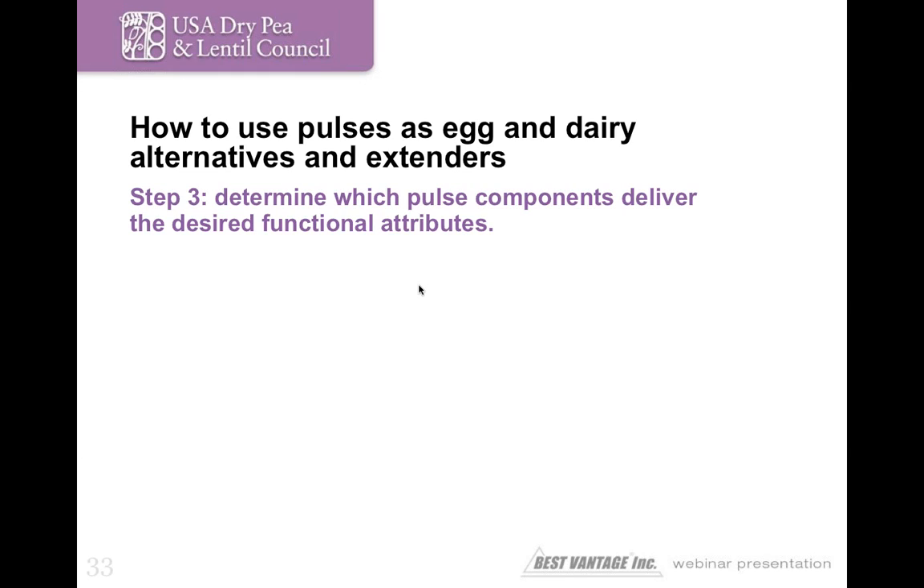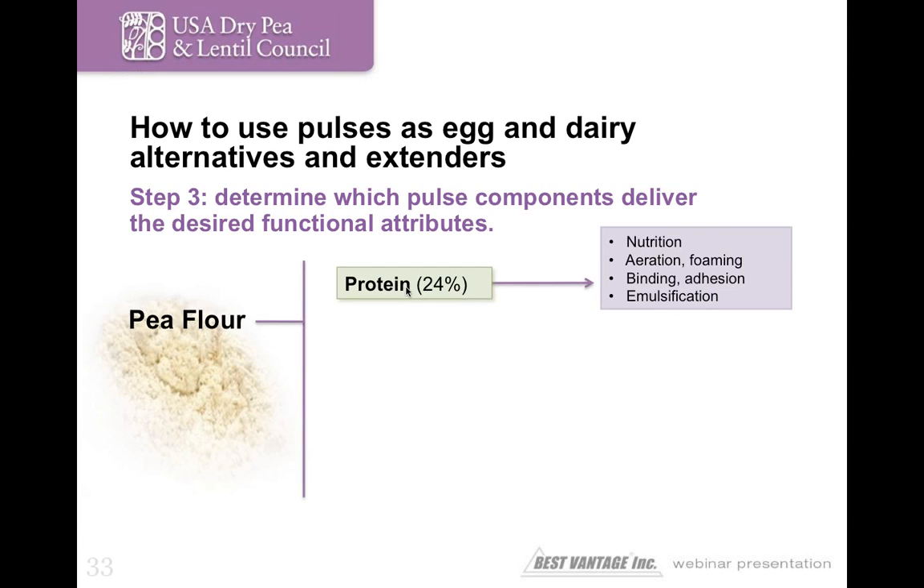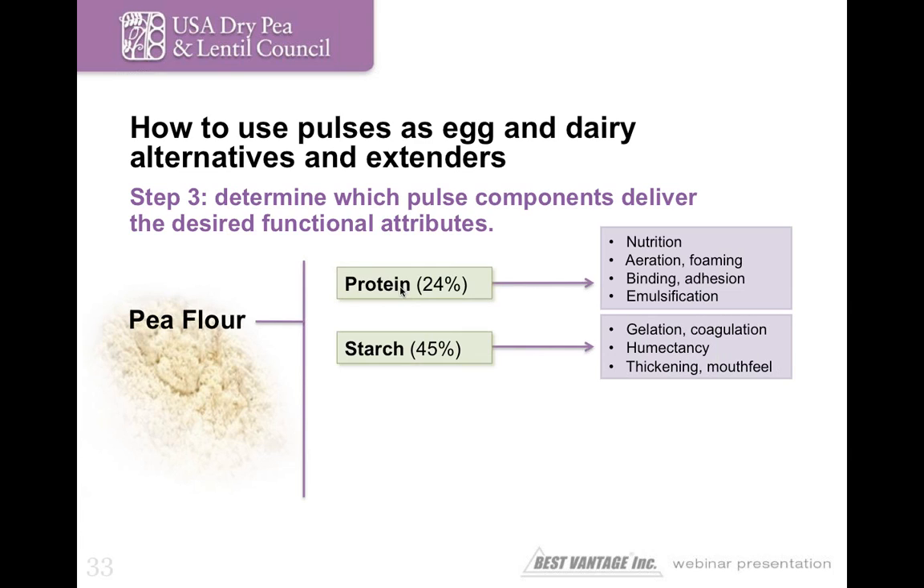Now that we've identified what it is that the eggs and dairy ingredients are contributing to our products, we have to determine which pulse components deliver the desired functional attributes. Starting with whole pea flour, we look at about a 24% protein content. That protein will provide nutrition, aeration and foaming, binding and adhesion, and emulsification. The 45% starch component of pea flour will contribute gelation and coagulation, humectancy, thickening, and mouthfeel.